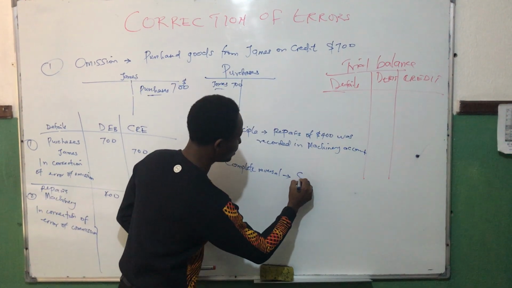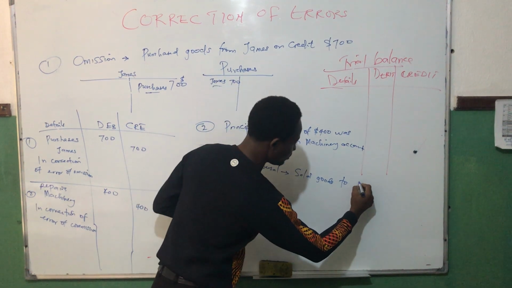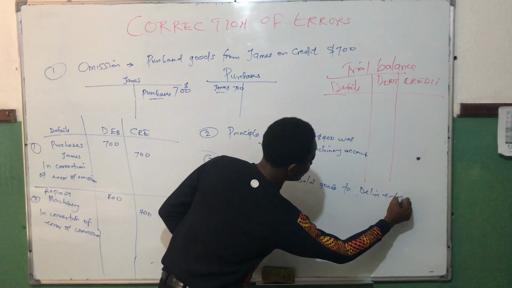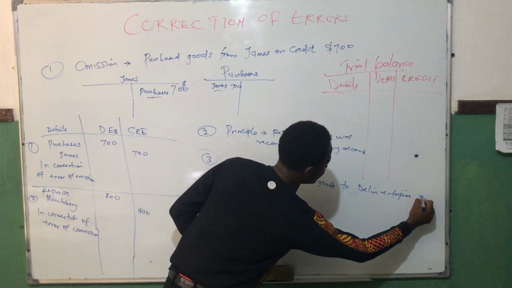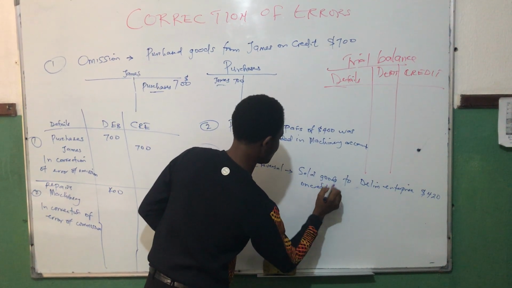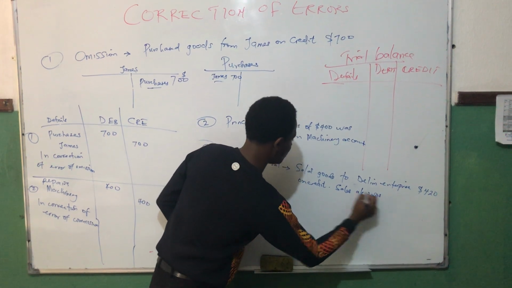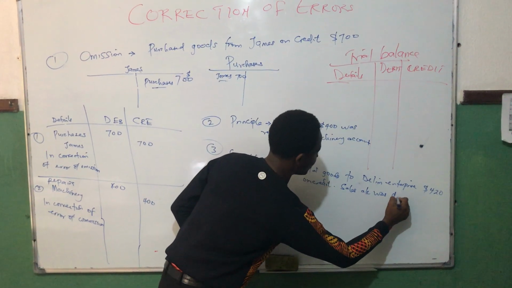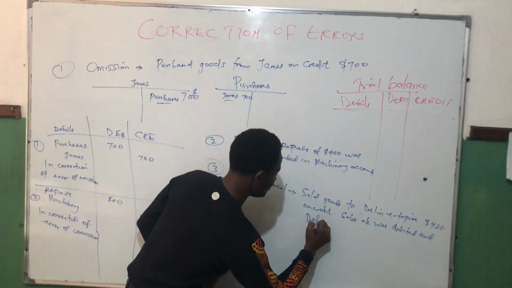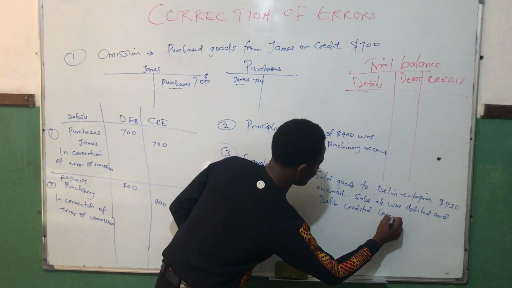So let's do it this way. Sold goods to Delhi Enterprise 420 on credit. Sales account was debited and Delhi credited. Correct the error.